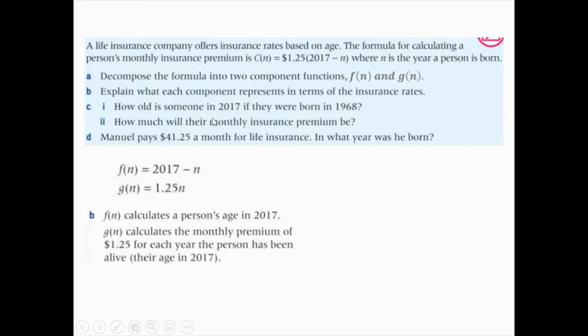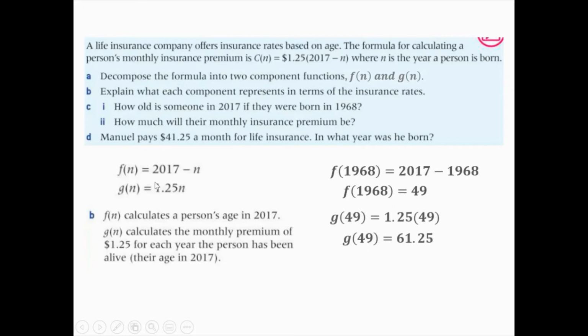Now let's look at C. How old is someone in 2017 if they're born in 1968? Which of our two component functions would you use for that? Well, to solve that, obviously we'll use f of n, because that's the one that gives age, right? So the input is 1968, so I put 1968 here, and that allows me to calculate their age of 49. Now, how much will their monthly insurance premium be? Which of the two component functions should I use for that? In this case, I will input their age in here into the g function. All right, so 49 goes into the g function, put it here, and we get their monthly insurance premium.